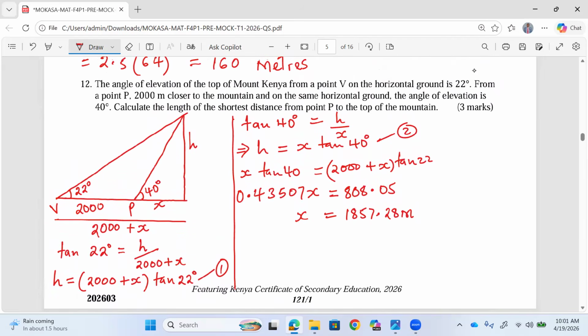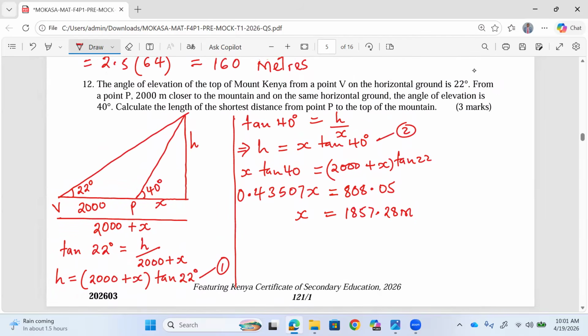Let us get back to the question. Calculate the length of the shortest distance from P to the top of the mountain. From any point to another, shortest distance is a straight line that connects the 2 points. So the shortest distance from point P to the top of the mountain is the hypotenuse at this point. Yeah, that is what we need. Now that we have x and we have a 40 here, we can even apply cosine of 40 and find that hypotenuse.